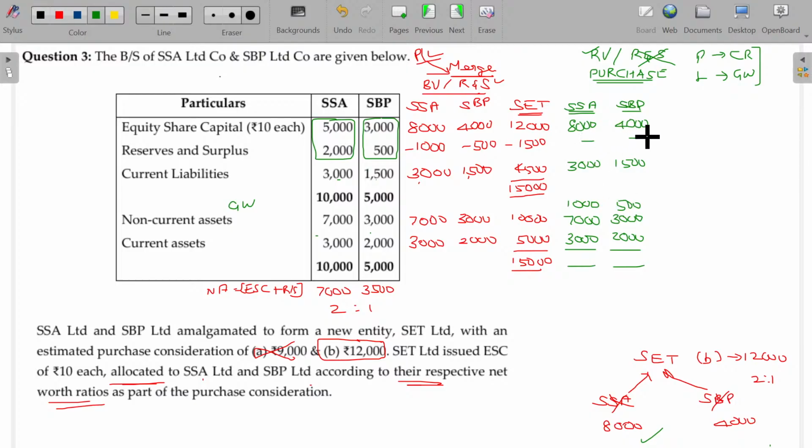Okay, we don't have the resource and surplus. Now prepare the balance sheet after the purchase. 8 plus 4, 12,000. No resource and surplus. 3 plus 1,500, 4,500.